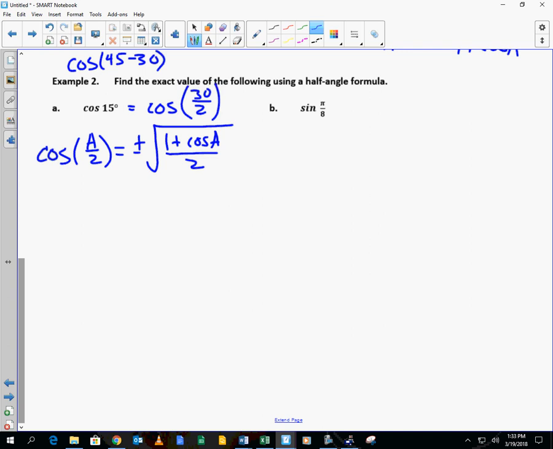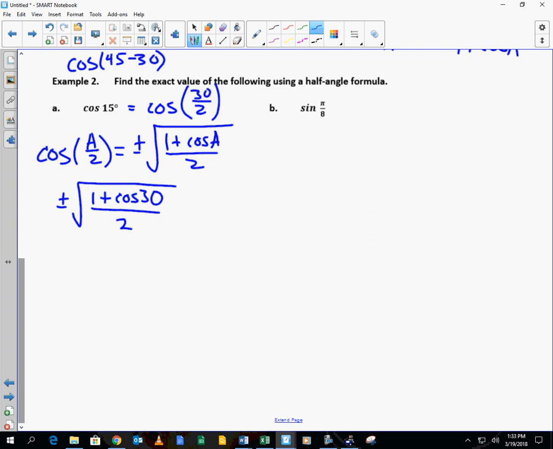What is the angle? It's 30. It's not 15, right? It's 30. That's the angle I'm going to use. So it's plus or minus the square root of 1 plus the cosine of 30, all divided by 2.